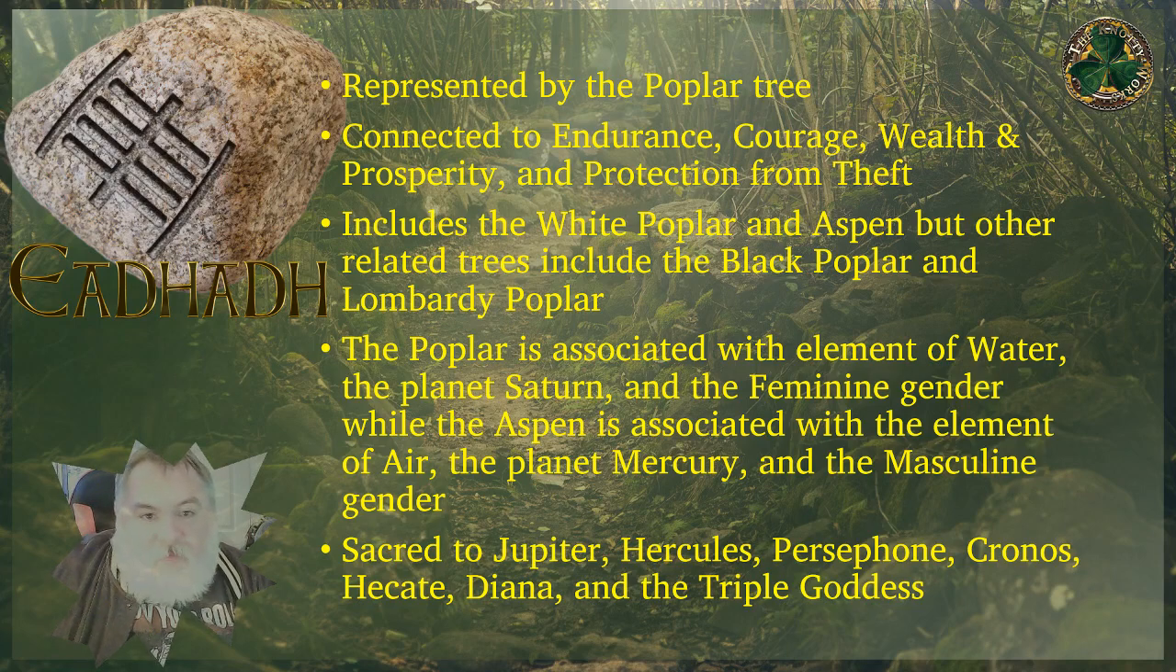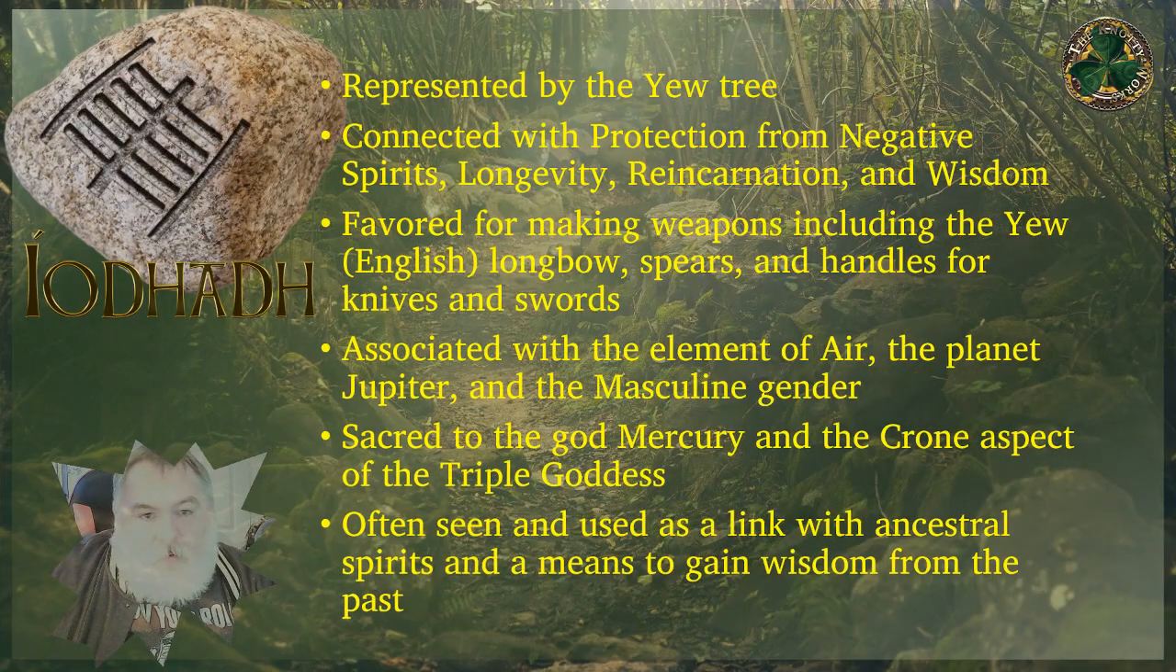And the last character we have, Lugh. It's 5 lines straight across, represented by the yew tree. Character with protection from negative spirits, longevity, reincarnation, and wisdom. Favorite for making weapons, including the yew, which is the English longbow, spears, and handles for knives and swords. Associated with the element of air, the planet Jupiter, and the masculine gender. Sacred to the god Mercury, and the crone aspect of the triple goddess. Often seen and used as a link with ancestral spirits and as a means to gain wisdom from the past. That is all 20 characters.